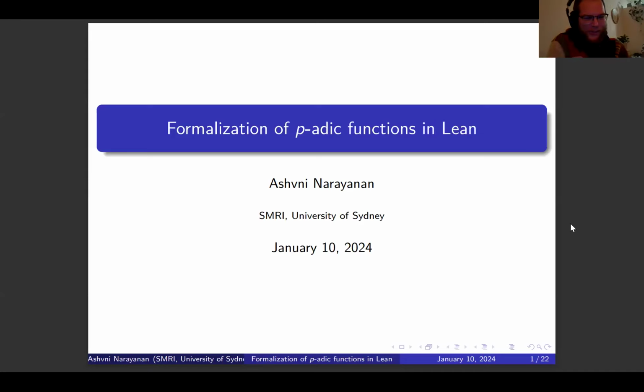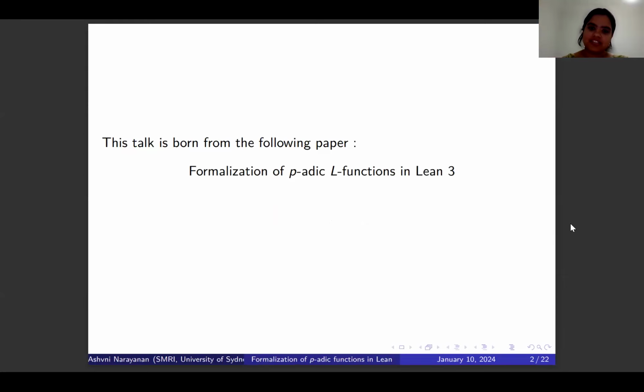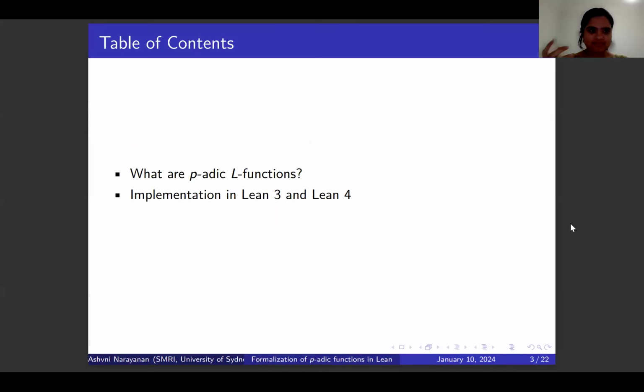Thank you for inviting me for this talk. I will be talking about this paper, Formalization of p-adic functions in Lean 3, which I have now been trying to also port to Lean 4. So I'll tell you a bit about that. It's pretty simple. I'll tell you what p-adic functions are and their implementation in Lean 3 and Lean 4.